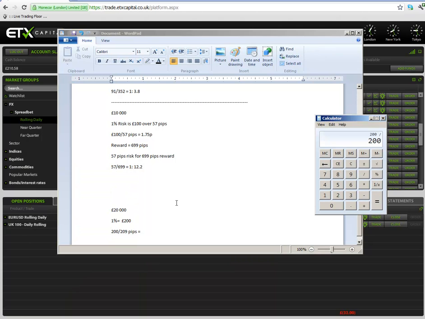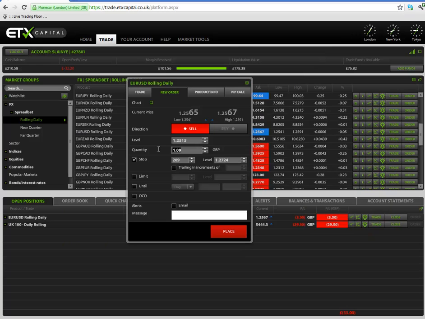200 divided by 209 gives me 0.95. Okay, you round down. You don't round up in this case. So it's 95p. So we go into ETX, and our quantity per pip is 95p.